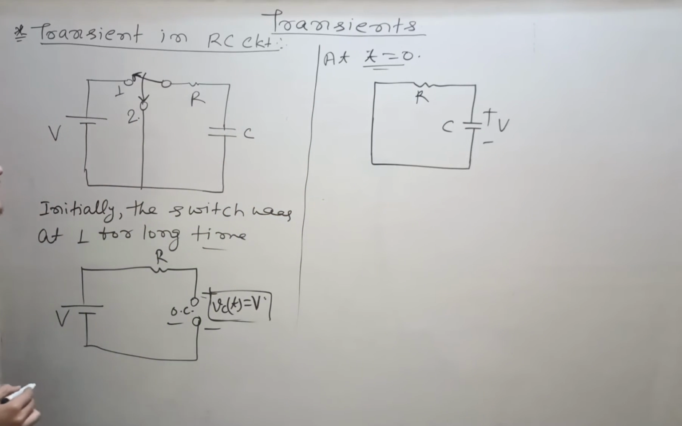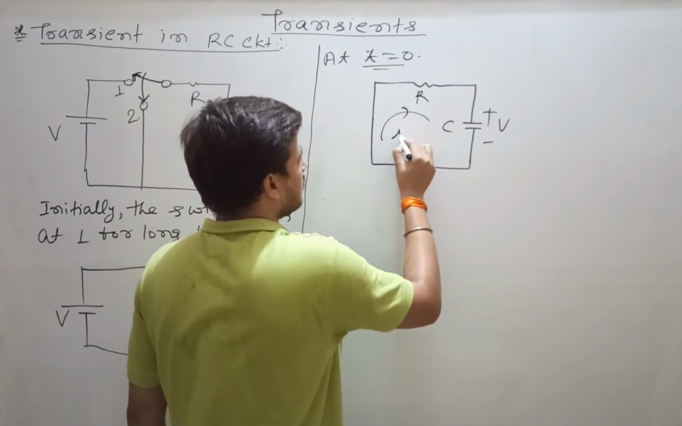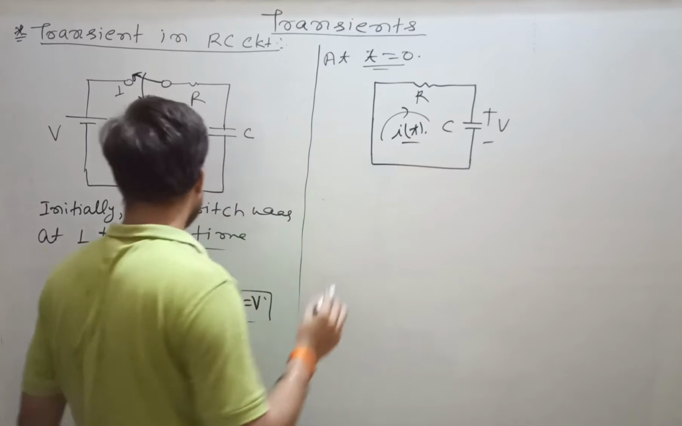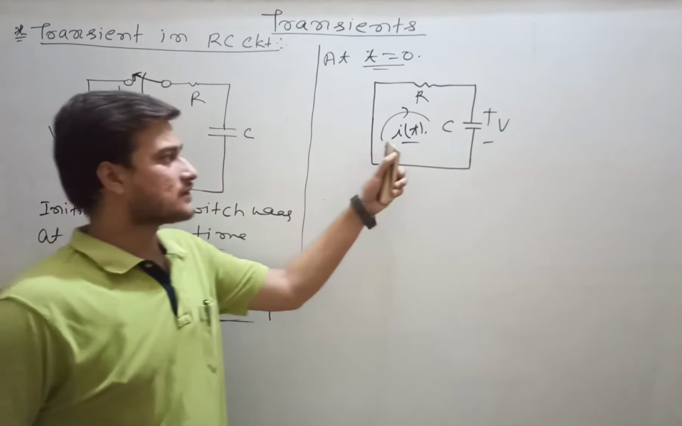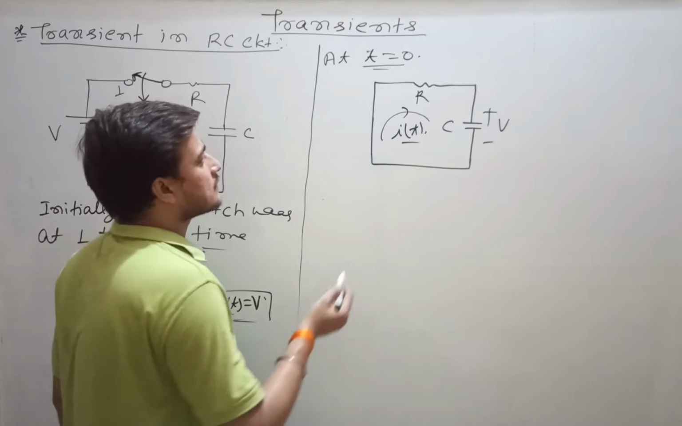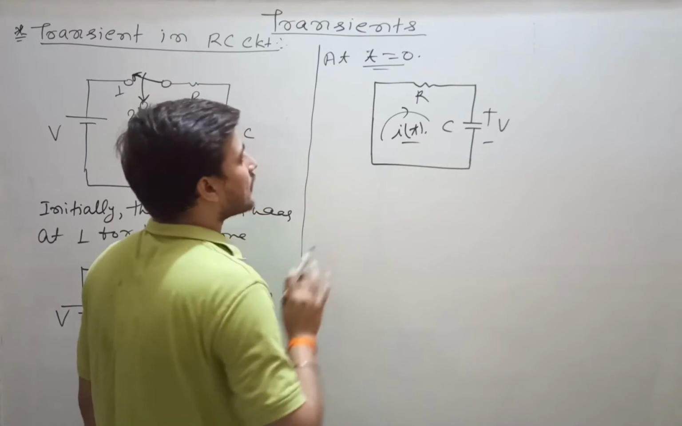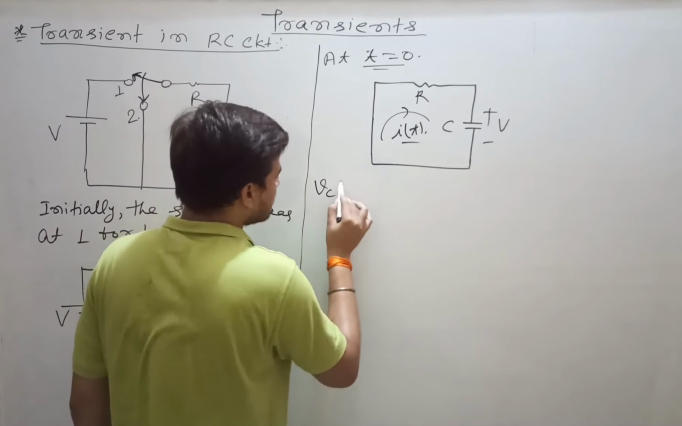The current direction will be i(t). Here also the current direction was i(t). So here also the direction of current will be from left to right. Clear? So this is the circuit. Now what we have to do is write the expression for Vc(t).